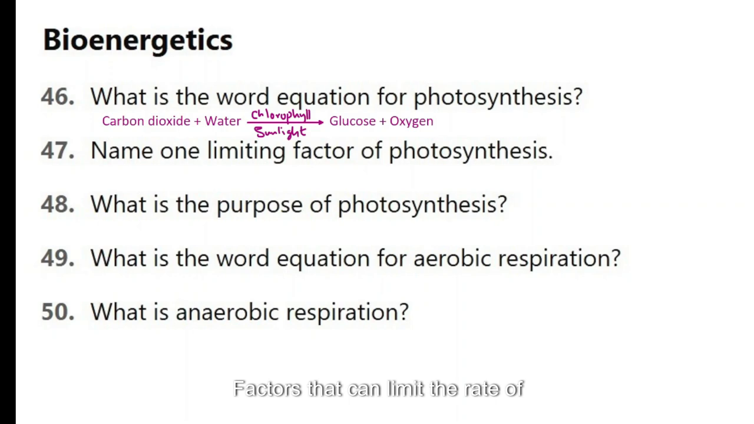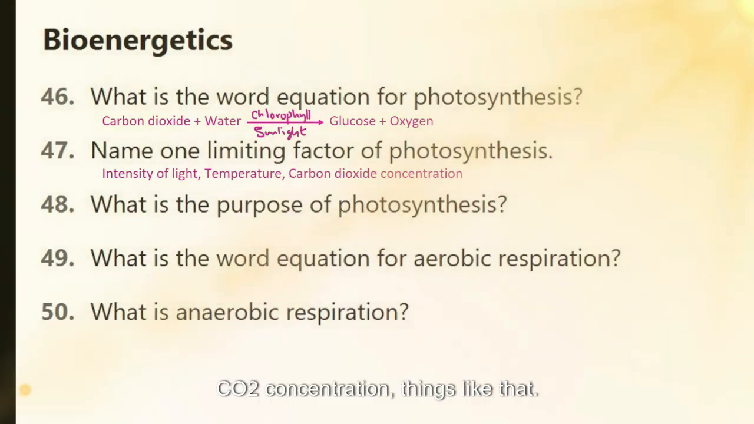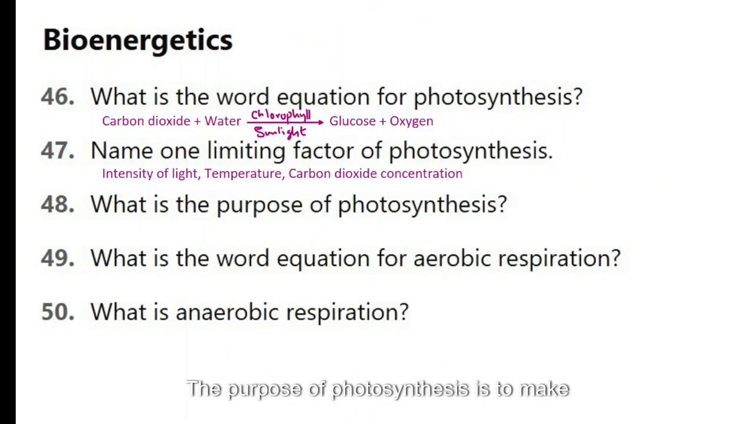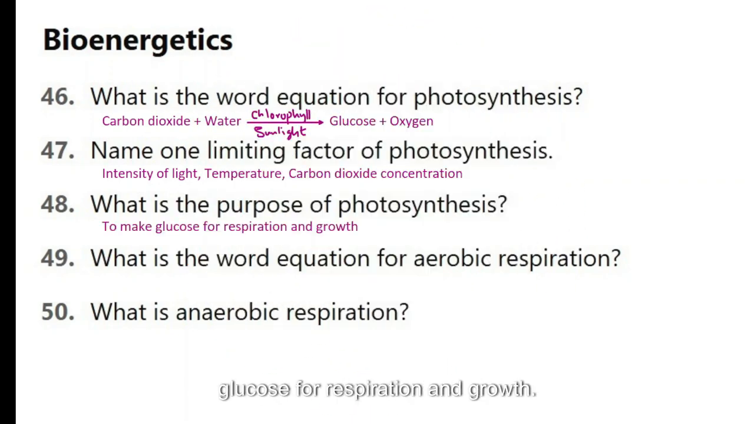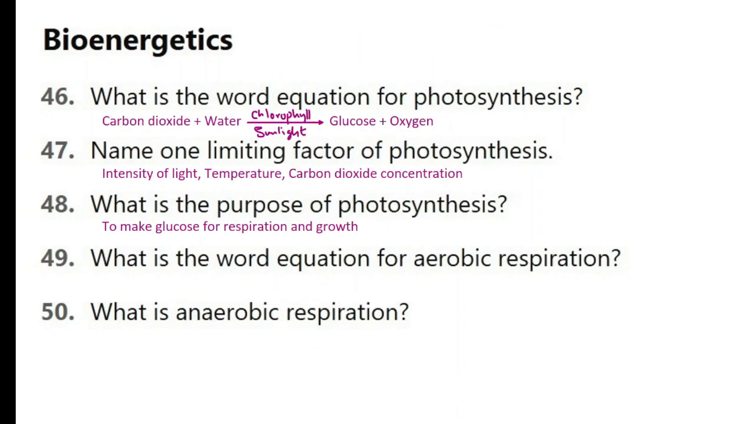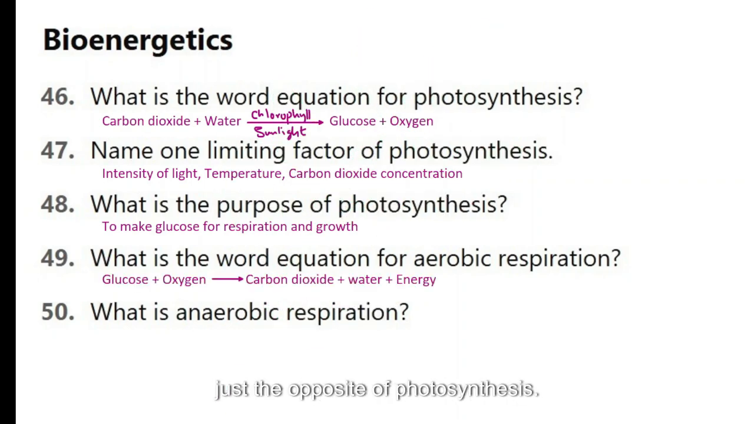Factors that can limit the rate of photosynthesis are intensity of light, temperature, CO2 concentration, things like that. The purpose of photosynthesis is to make glucose for respiration and growth. The word equation for aerobic respiration is just the opposite of photosynthesis. Glucose plus oxygen gives carbon dioxide and water and energy.